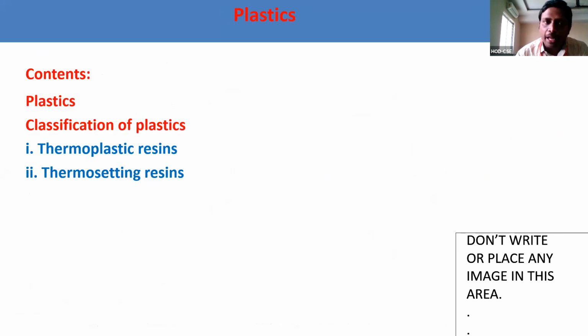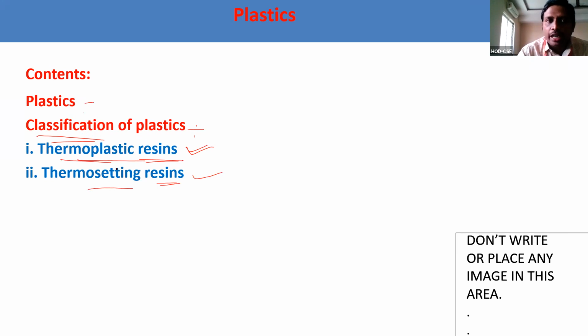Coming to the plastics, what we need to discuss is the introduction to plastics and the classification of plastics. Plastics are classified into two types: one is thermoplastic resins and the other is thermosetting resins. Plastics and resins are synonymous, both are the same. In the classification we have thermoplastic resins and thermosetting resins.